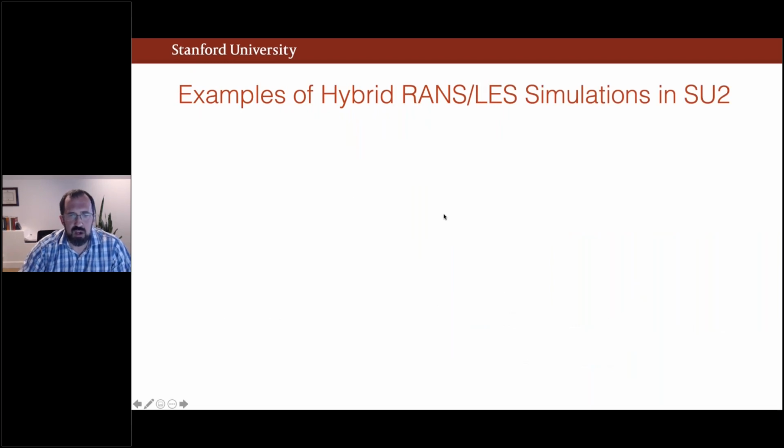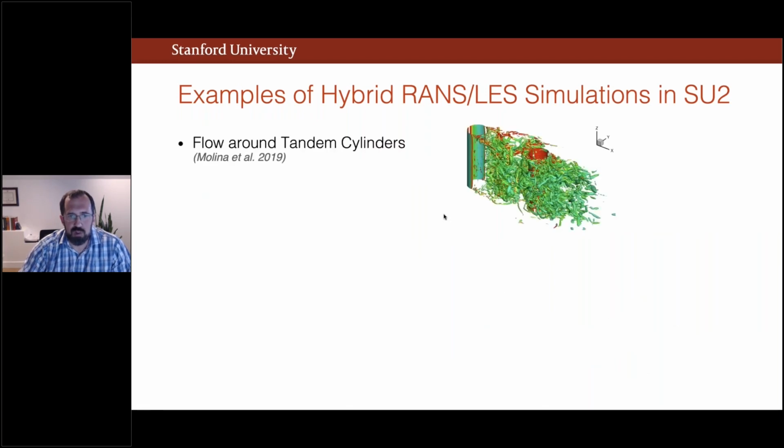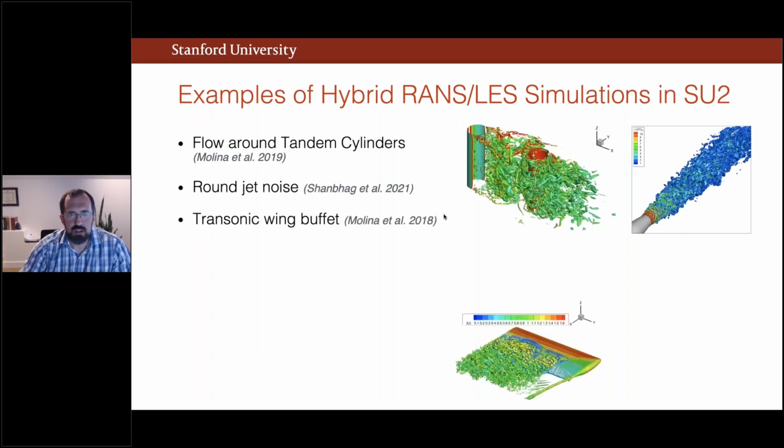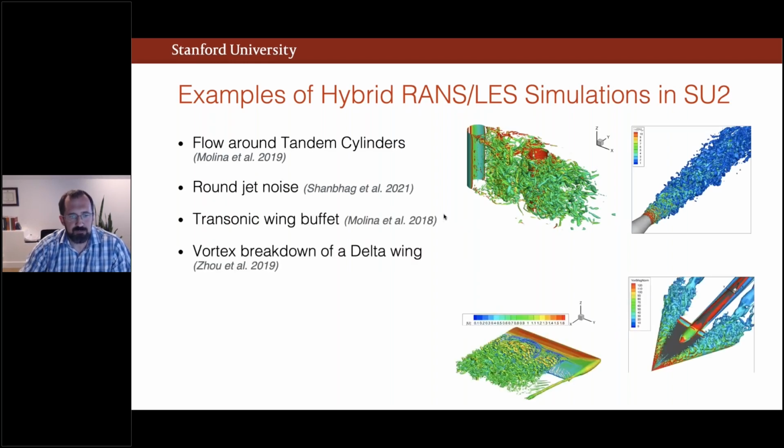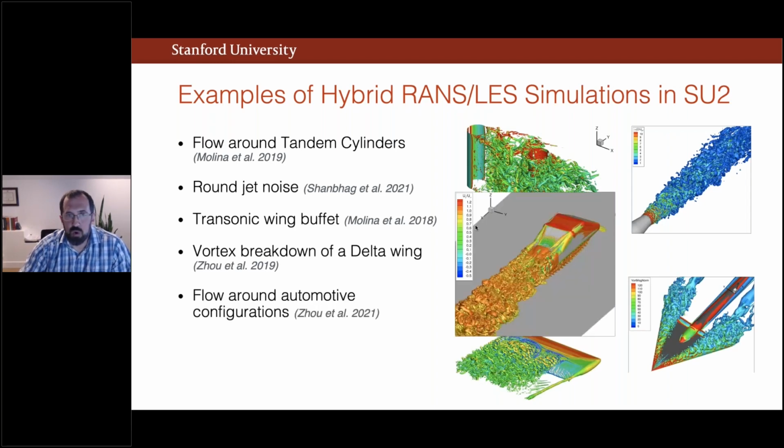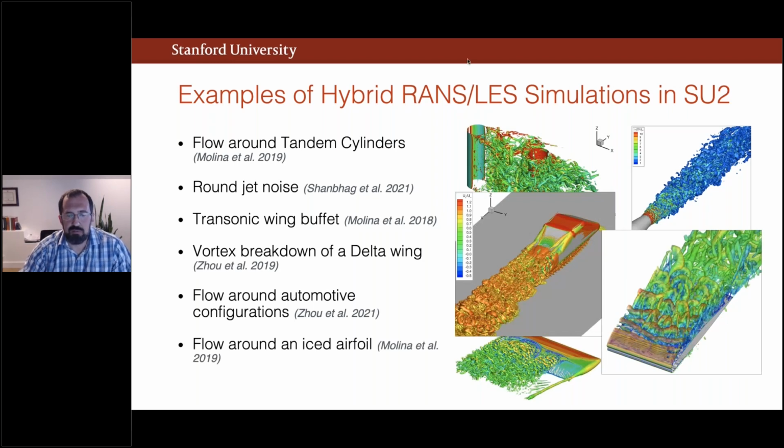Some examples of hybrid RANS-LES simulations in SU2 include flow around tandem cylinders, flow through a round jet, transonic wind buffet, vortex breakdown over a delta wing, flow around automotive configurations, and flow around an iced airfoil. There are probably many others, but these are some of the highlights, some of the main ones that we've conducted over the last year or two, and I would invite you to contact the authors for more details on any of these.